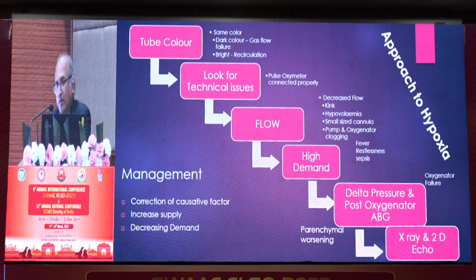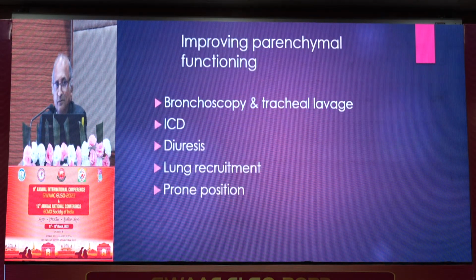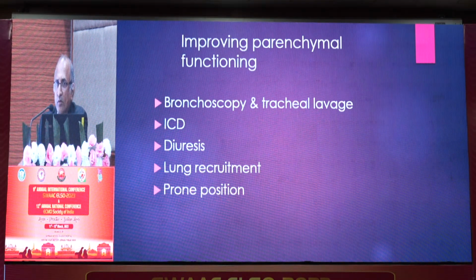Look at whether the patient is restless, febrile or septic. Again, that suggests the patient has a high demand. Look at the delta pressures, which tell you about oxygenator failure. Look at the X-ray and 2D echo, which tell you about parenchymal worsening. And the management, as I said, depends upon correction of the causative factors, increasing the supply and decreasing the demand. This is the most important part, which usually, once we put the patient on ECMO, we don't bother too much about, and that is improving the parenchymal lung function.